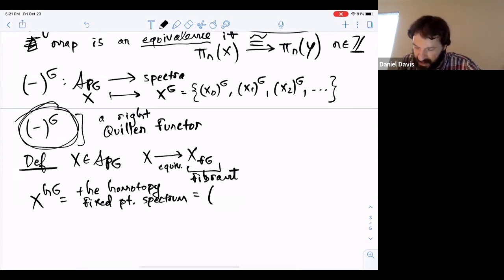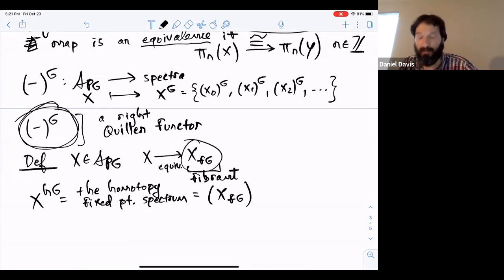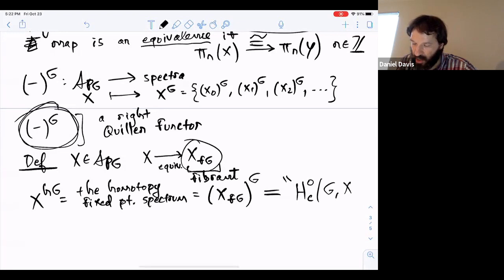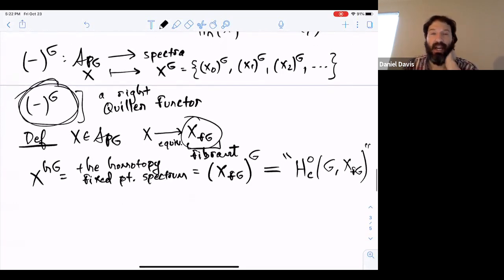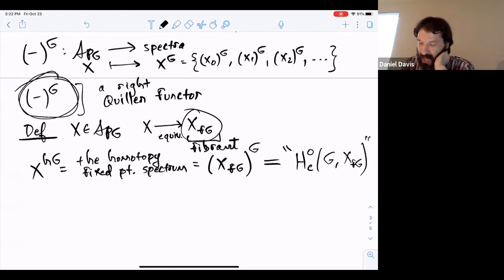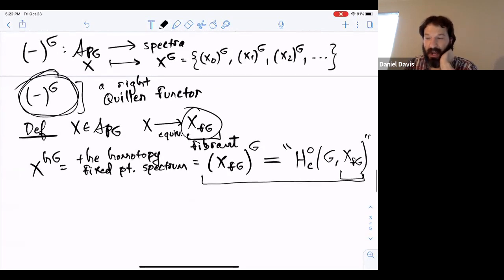And the definition of this is X sub FG. So you take this guy, and then you take the G fixed points of it, okay? And notice that if we're flexible with our notation, this is the same thing as the zeroth continuous cohomology group of G with coefficients in this discrete G spectrum, okay? So, right, the zeroth continuous cohomology group is just the fixed points, and we have that here too if we're flexible with our coefficients, okay?